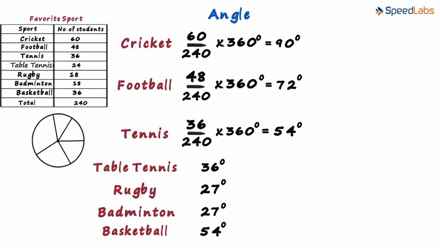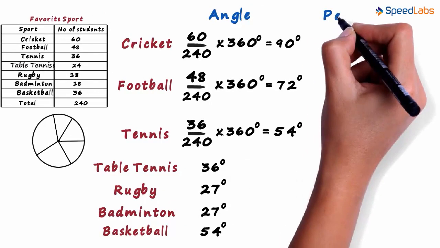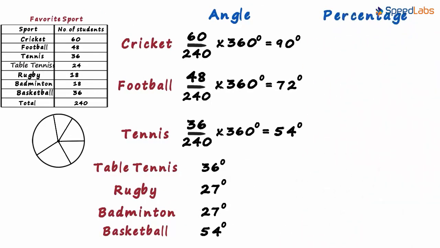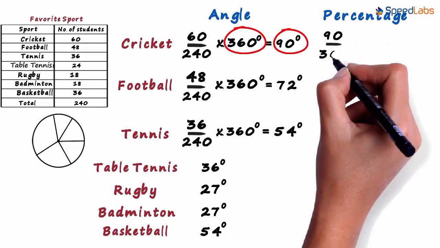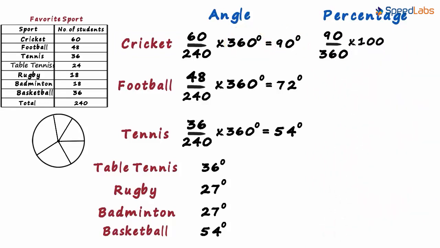We need a better measure, and that measure is the percentage of each category. Finding the percentage is simple. Since cricket represents 90 degrees out of a possible 360 degrees, the percentage would equal 90 by 360 multiplied by 100, and that gives us 25%. 90 degrees out of a possible 360 degrees, we multiply this by 100 to get the percentage. But what is this 25%? This tells us that cricket is the favorite sport amongst 25% of the students in this class.